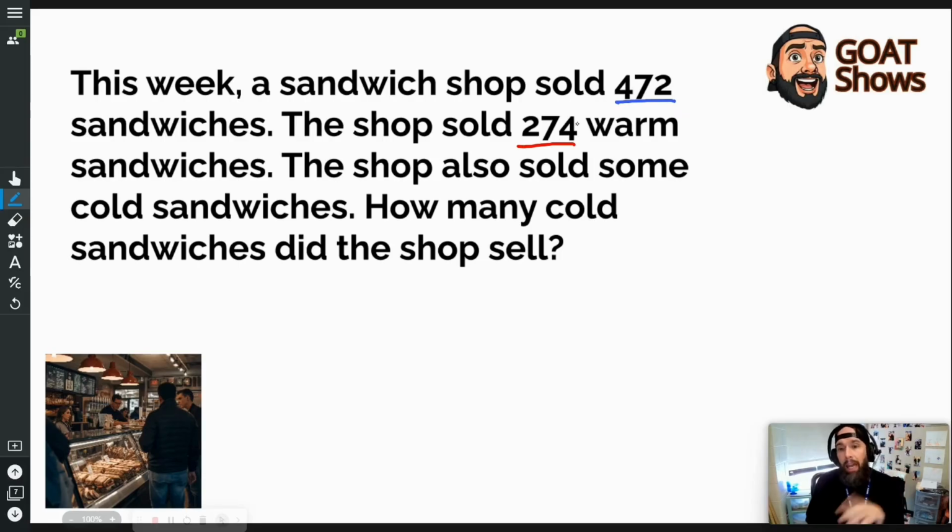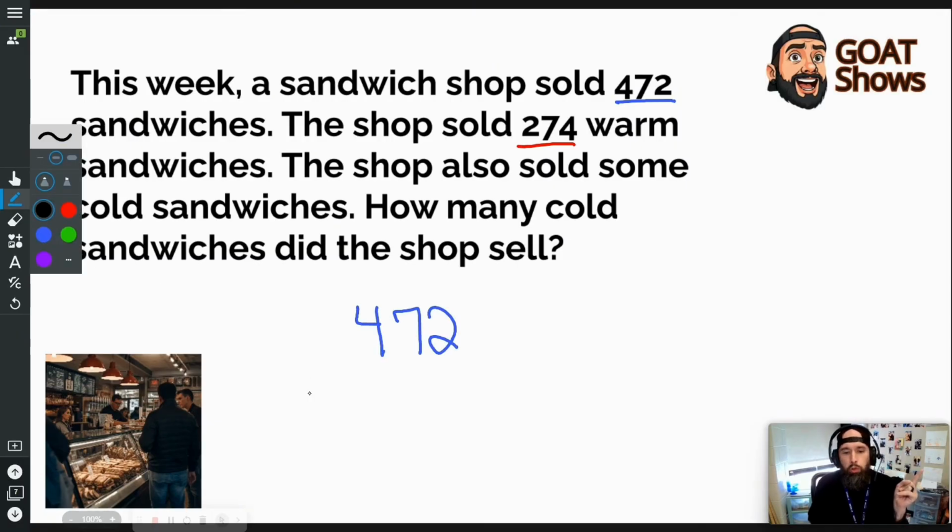So we need to get rid of the warm ones. We have all of the sandwiches, which is 472, and we're going to get rid of, which is subtraction, the warm ones. So that's 274.